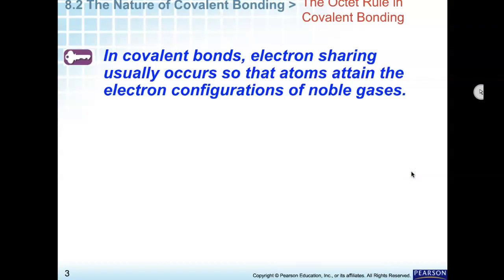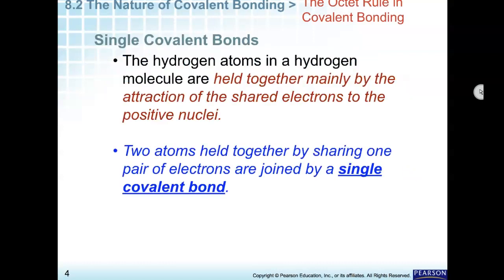Remember, in covalent bonds, electron sharing usually occurs so atoms attain the electron configuration of noble gases, which was true of ionic bonds too, but here we're sharing electrons rather than transferring electrons. So two atoms held together by sharing one pair of electrons are joined by what's called a single covalent bond. These atoms, like with hydrogen, are held together mainly by the attraction of the shared electrons to the positive nuclei.